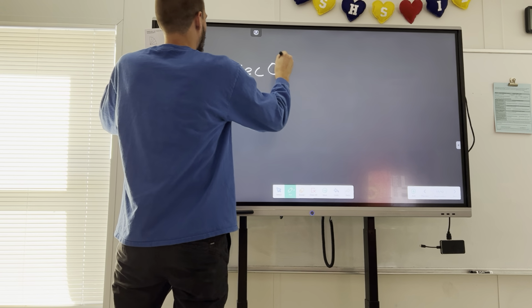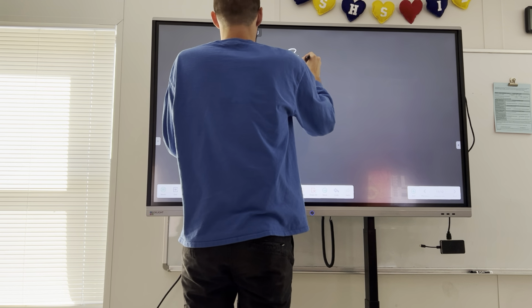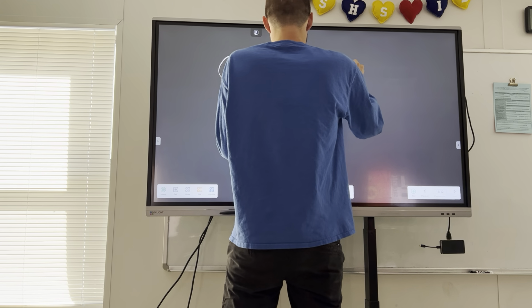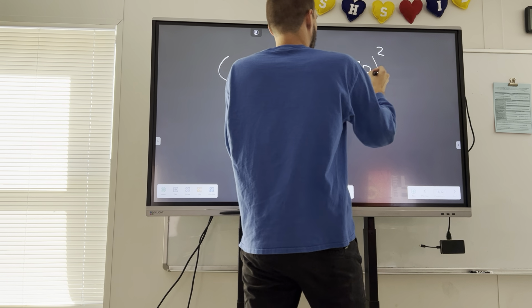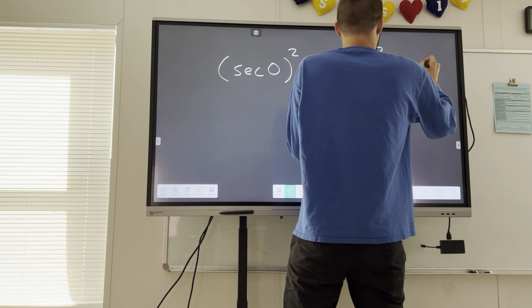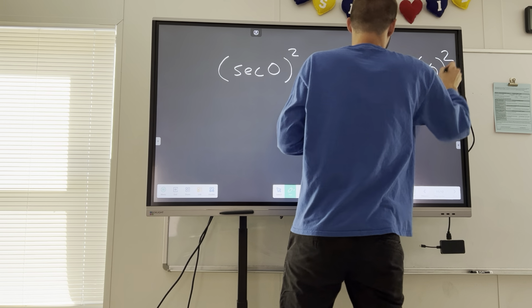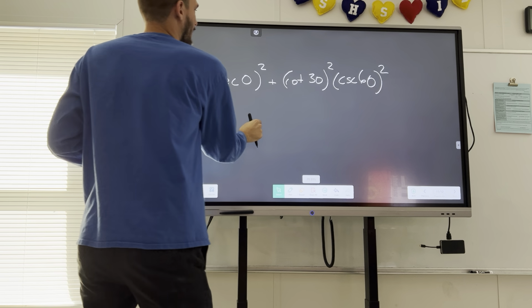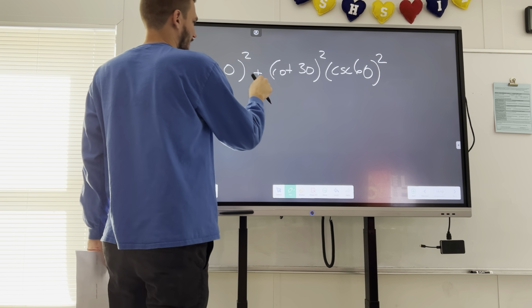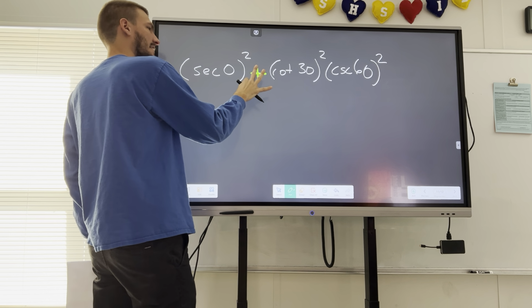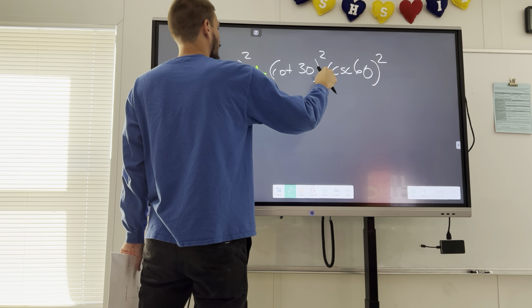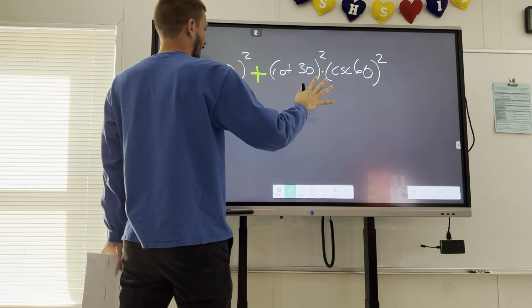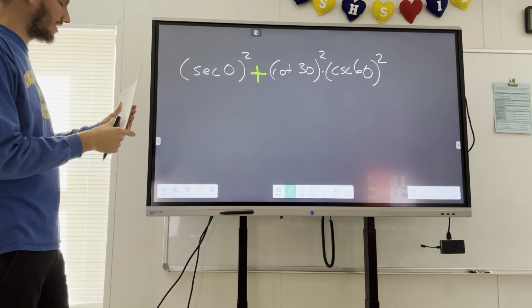Secant of 0 squared plus the cotangent of 30 squared times cosecant of 60 squared. My handwriting is horrible, but I did notice that we have a plus in this position, but no plus in between these two, which means it's a multiply. So make sure you read it carefully.